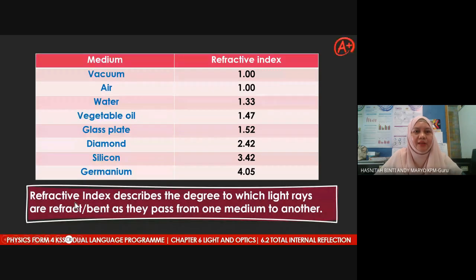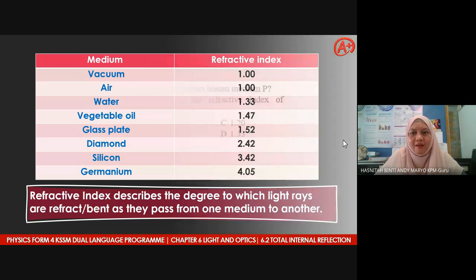Refractive index describes the degree to which a light ray is refracted or bent as it passes from one medium to another. From vacuum to germanium, the angle of refraction will be smaller and smaller. This means the ability to refract increases from vacuum to germanium, so the refracted ray is closer to the normal.